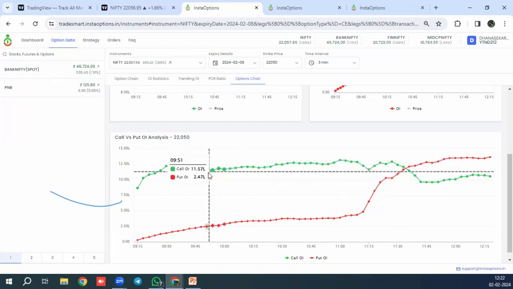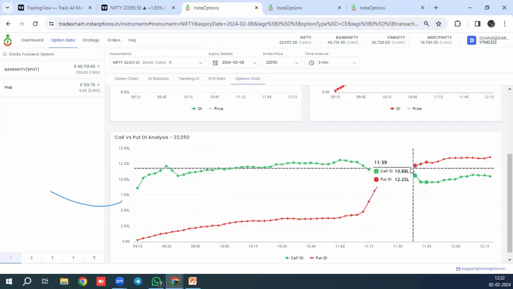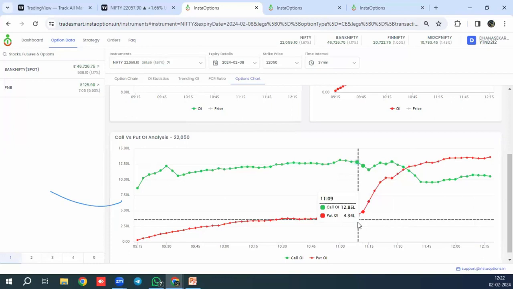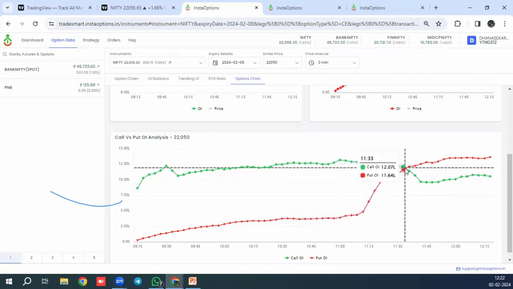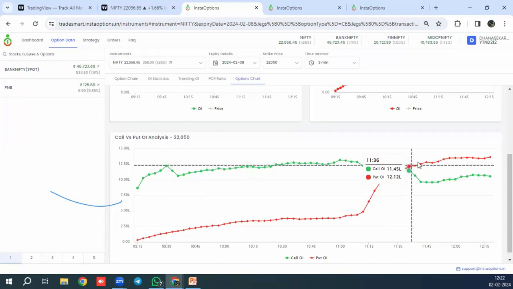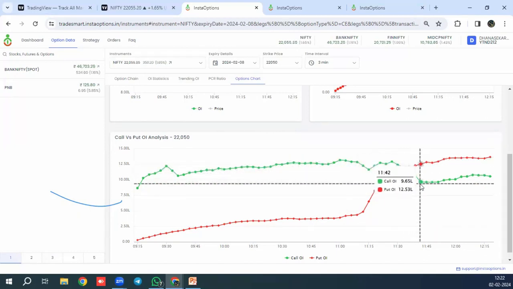Then see, using this one, what I normally do is, when there is a crossover, I will not immediately start the trade. I will just wait for one more confirmation. Now let's see here. Put OI was increasing, call OI was reducing, right? But after the crossover, I want put OI to increase further and call OI to drop further. Only then I'll get a confirmation. Yes, now market is going to be bullish. Okay. If it is not, then I'm not going to enter a trade.